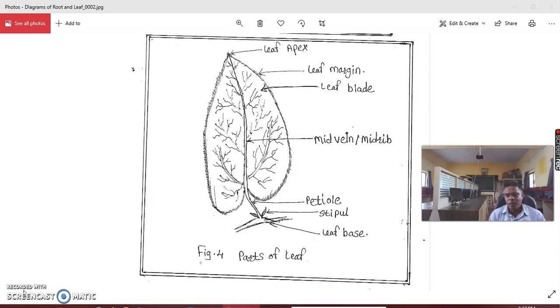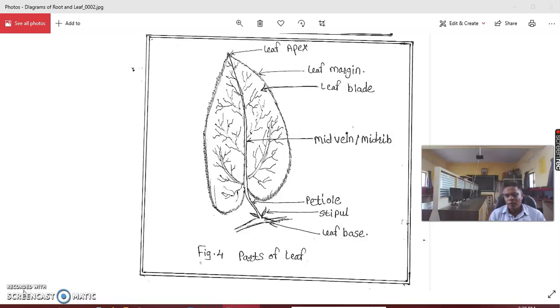Through the numerous very minute mouth-like openings known as stomata, which always remain open during the daytime. The purpose of exchanging the gases is respiration and manufacturing of food material for the entire plant.